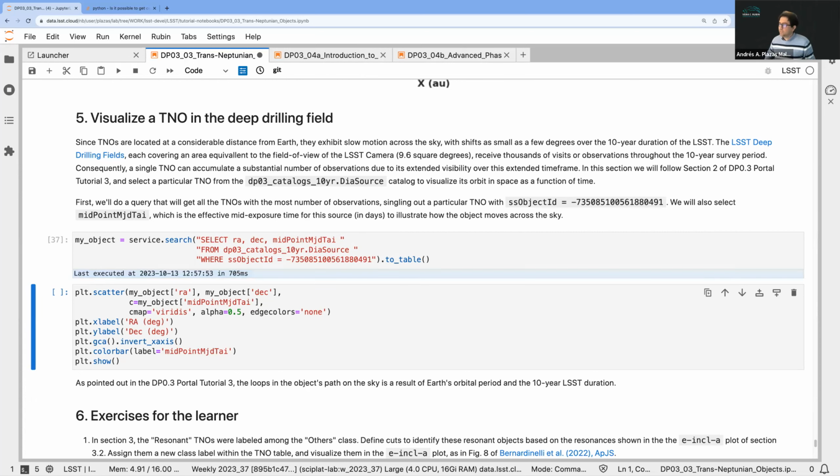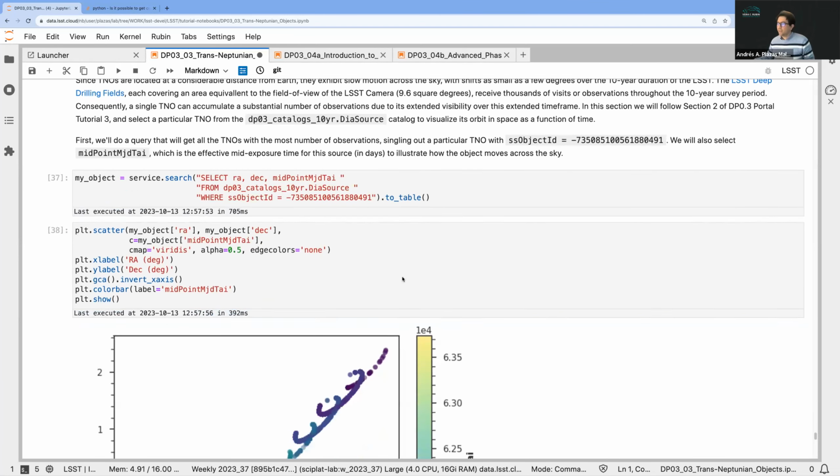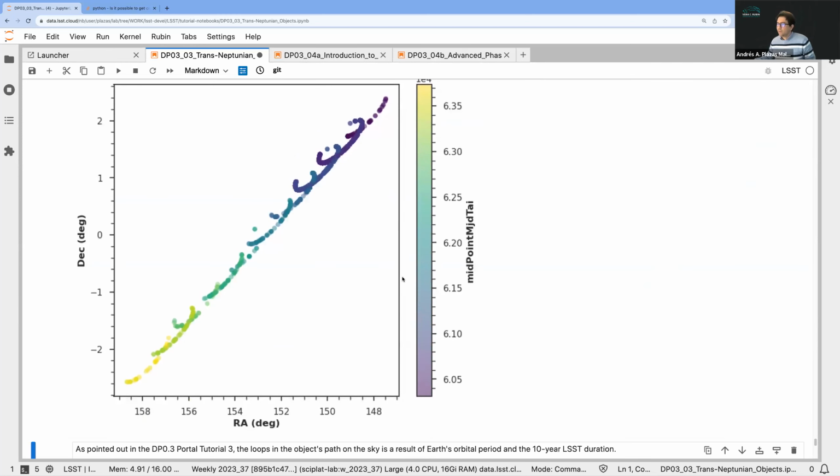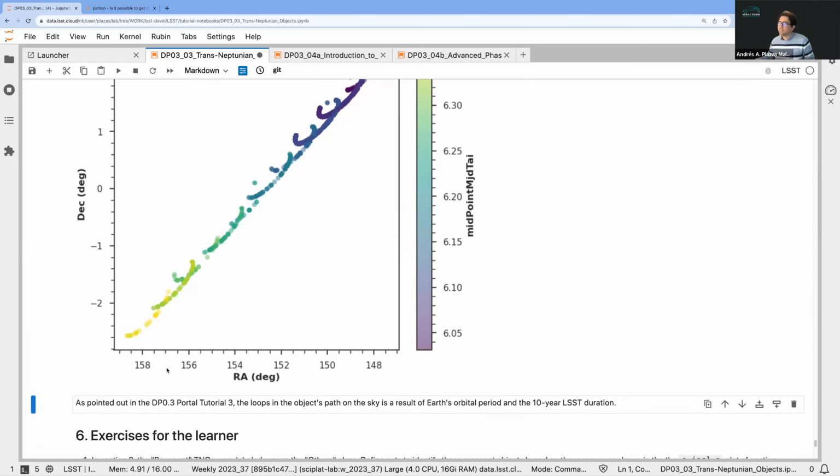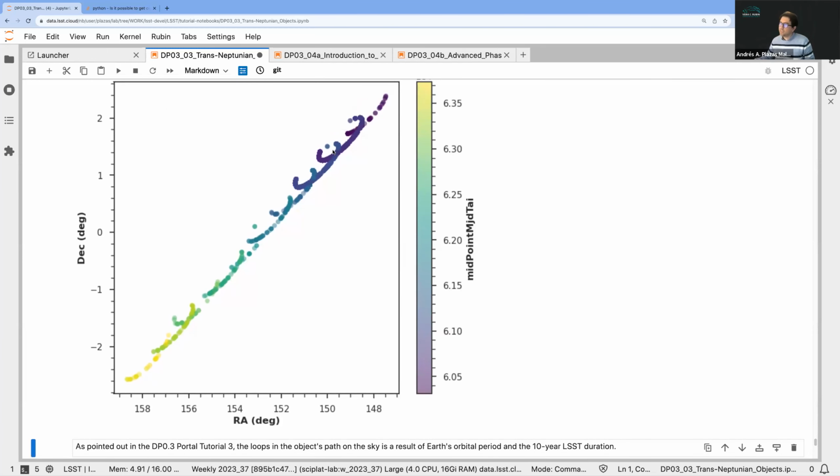So we just select the object, and then we do a plotting of the orbit, and then you can see the movement of the Earth, and you can see the epicycles, and how it changes as a function of time. So we have declination on the y-axis, right ascension on the x-axis, and the color bar is telling us about the time, right? You can look at the bar, and then you can see how it actually moves in time.